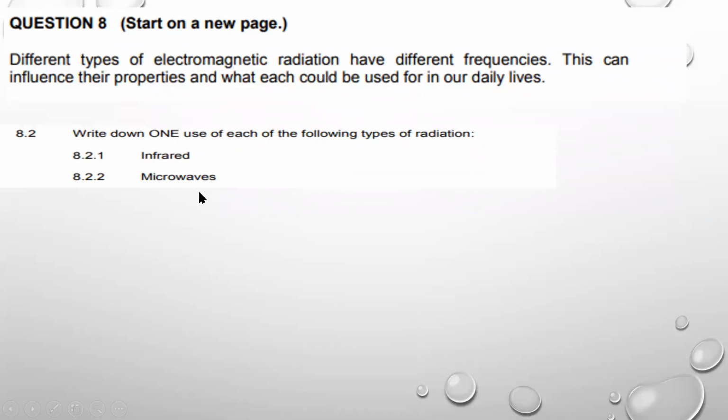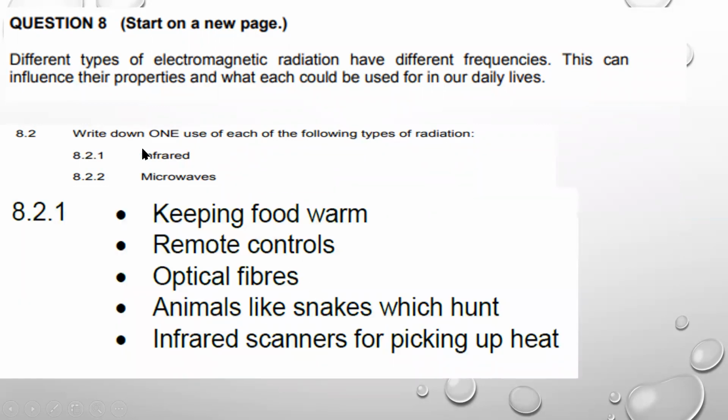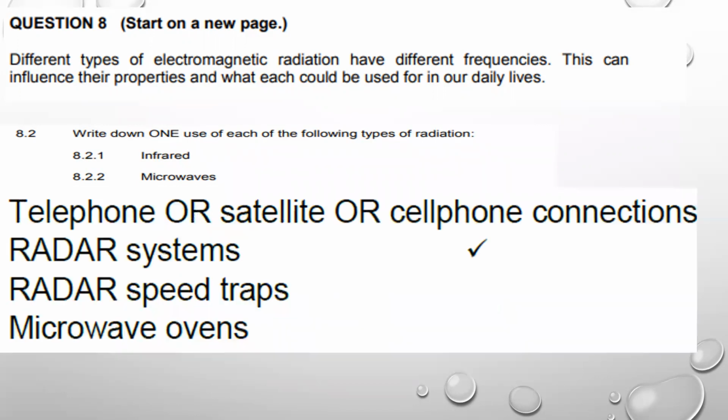Write down each of the following types of radiation. Write down the use of each. This kind of question you should remember, you should read in your textbook, people. For which electromagnetic waves, using for what? You can just see examples here. Infrared radiation, and the other one, microwaves, using for what? Microwave ovens, which we use, and even cell phone connections. You can see all examples here.